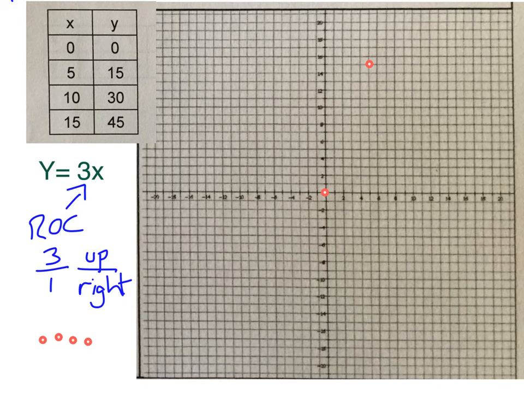So I graph it, and I go up 3 from this point, up 3 over 1. I could graph another one from that point, up 3 over 1. And from that point, up 3 over 1. Because my rate of change is 3, positive 3. So positive 3, right 1. And notice it is forming a straight line that is increasing to the right, meaning it is a positive 3.